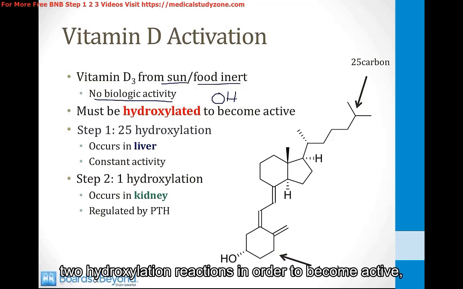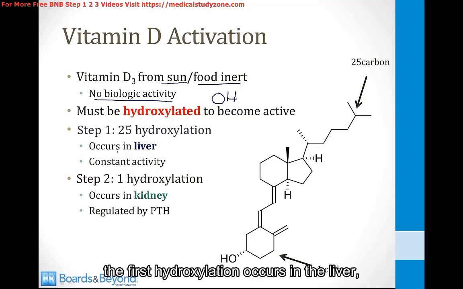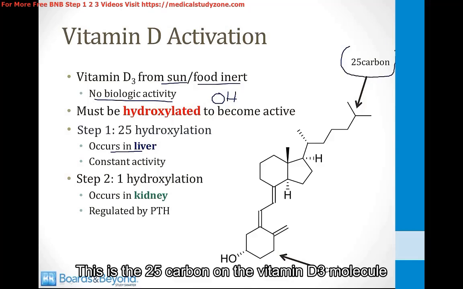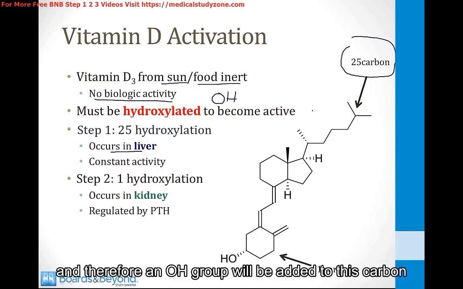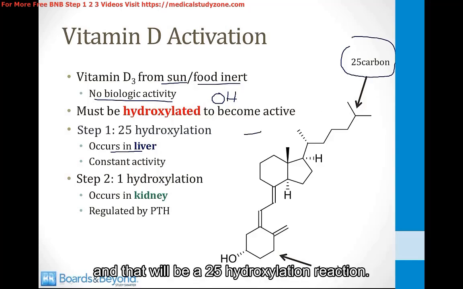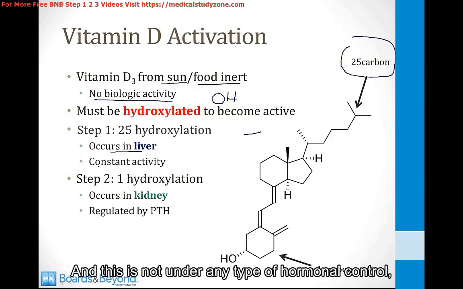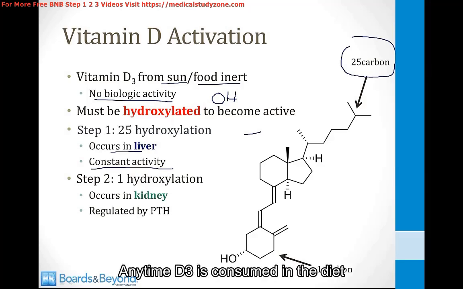order to become active. The first hydroxylation occurs in the liver. This is called 25 hydroxylation. This is the 25 carbon on the vitamin D3 molecule, and therefore an OH group will be added to this carbon, and that will be a 25 hydroxylation reaction. As I said before, this occurs in the liver, and this is not under any type of hormonal control. It's constantly occurring. Anytime D3 is consumed in the diet or synthesized from sun exposure, the liver will hydroxylate it as soon as it gets the opportunity.